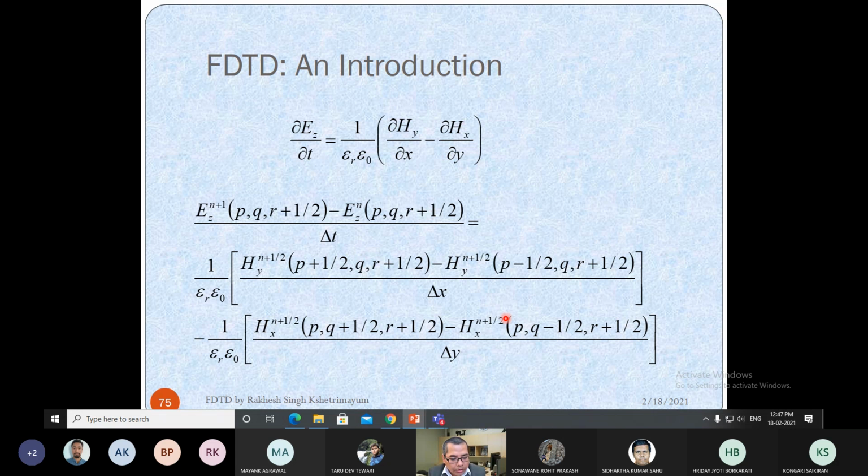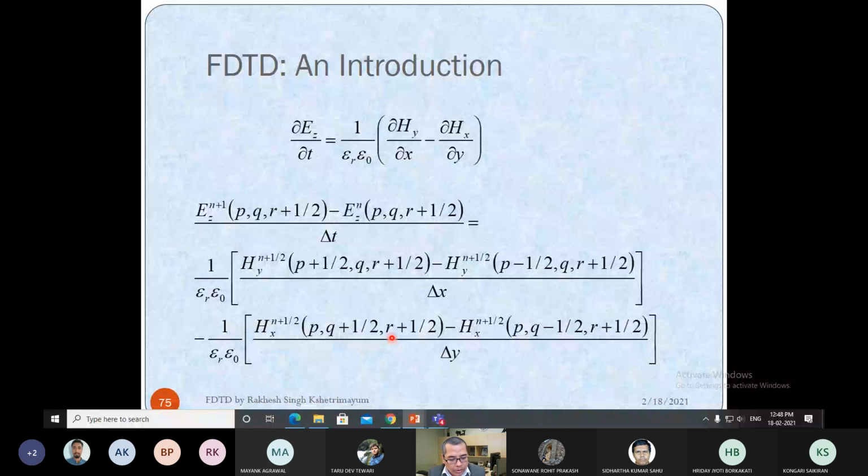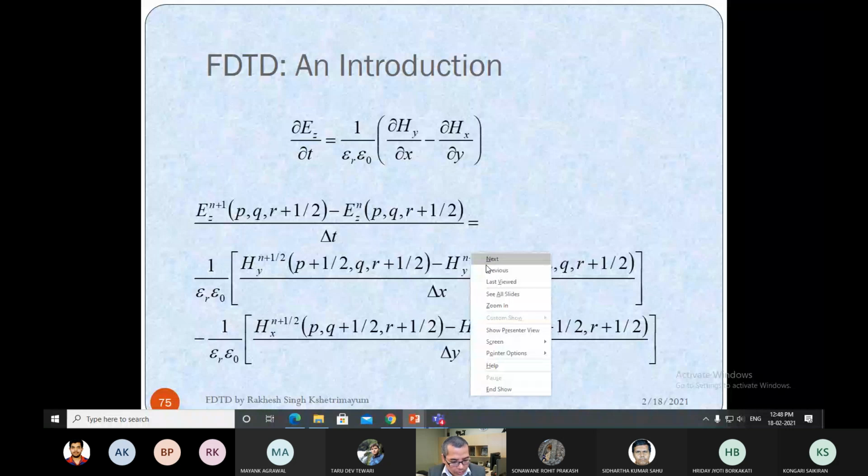Time is at the half integer time step, n plus half here, in between n plus 1 and n. And Hx is in the center of the face along the yz plane, so y and z would be half integer grids. P plus half, q plus half, r plus half. Y and z means q and r: q plus half, r plus half, q minus half, r plus half. Partial derivative with respect to y, so you should have q minus half here divided by delta y. And x will be integer here, p here, p here. So that's how you do the discretization of the FDTD equations for the 3D case. I'll put one up here, we can discuss.